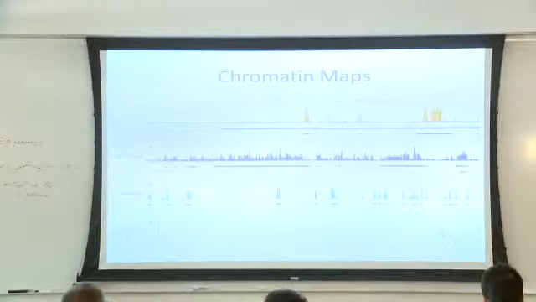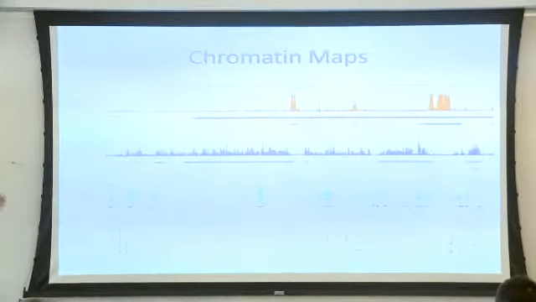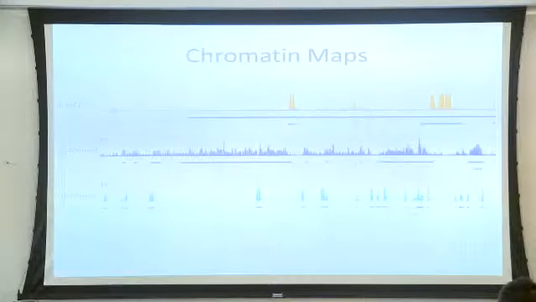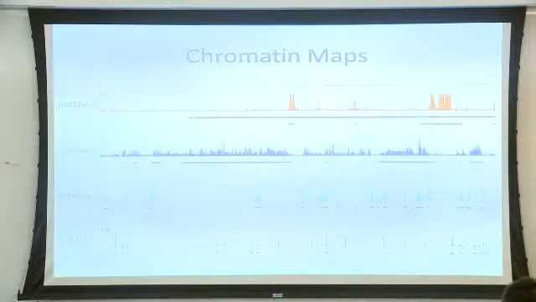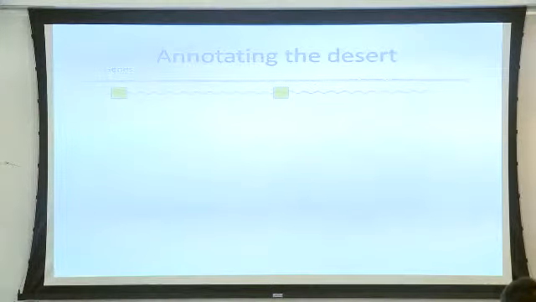So this is what you get in the end, right? You pile up the reads and you get these maps. These are chromatin maps that we look at, we know and love, and so what? What do you get from this?